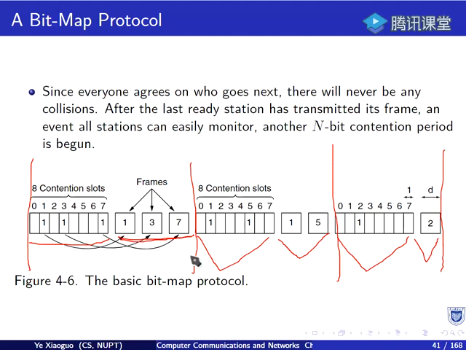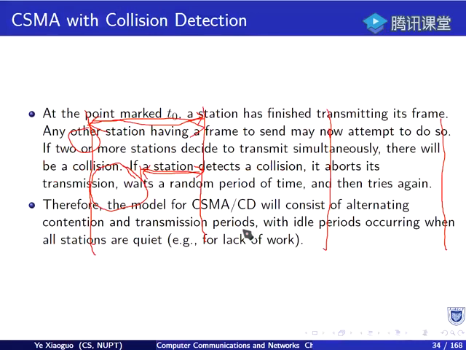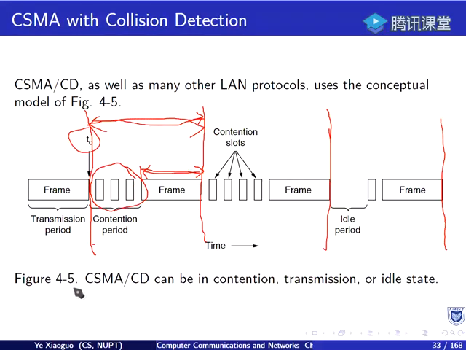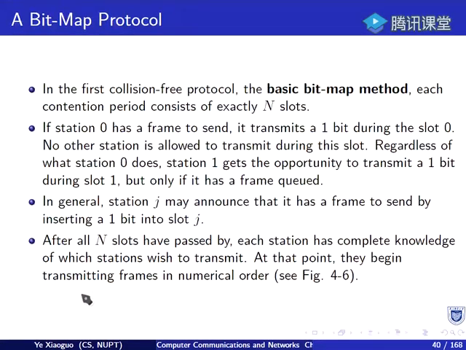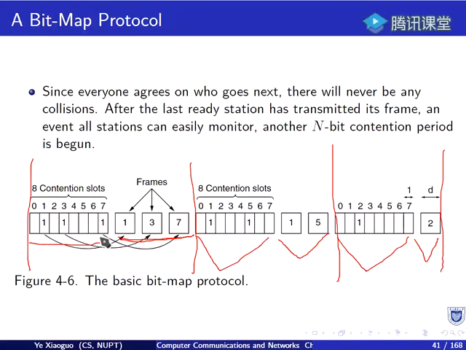So actually, it is the same as Figure 5: several terms, contention period, successful frames. Here is a contention period followed by several frames transmitted successfully. Because there are contention slots for each station, the frames are transmitted one by one.